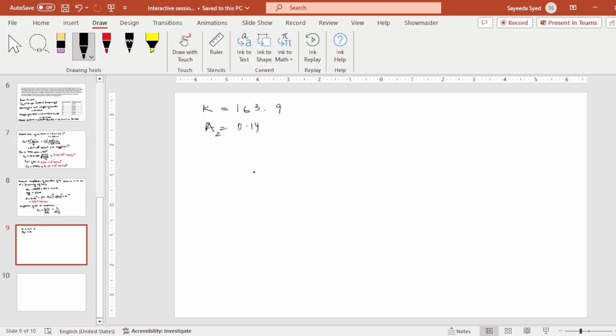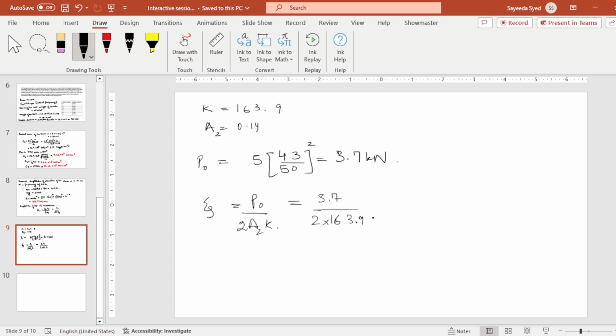This is 3.7 over 2 into 163.9 into 0.14. So our final damping factor value will be, let me calculate, this comes out to be 0.08. So that is the answer to the final part. We have some time for one more problem, so let's try to do that.